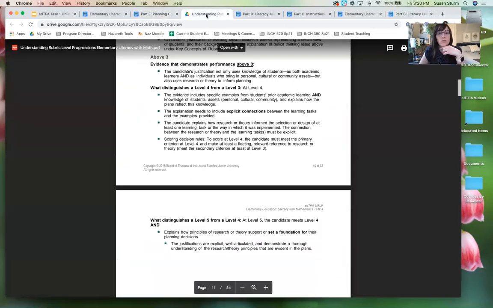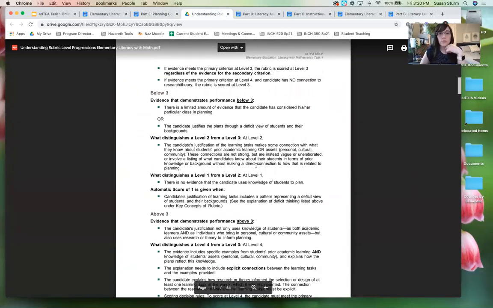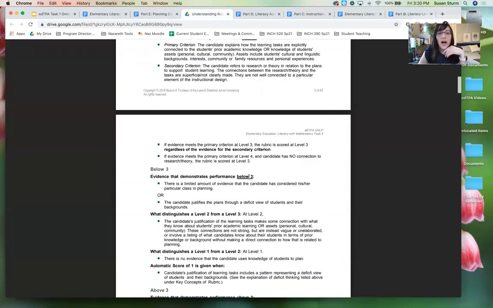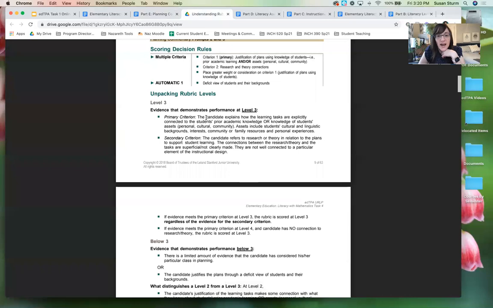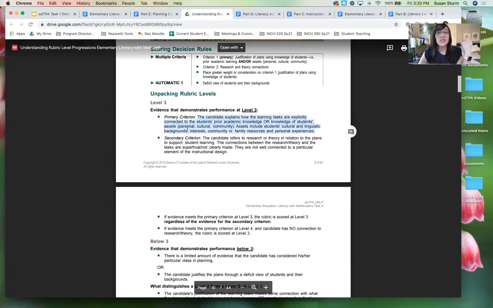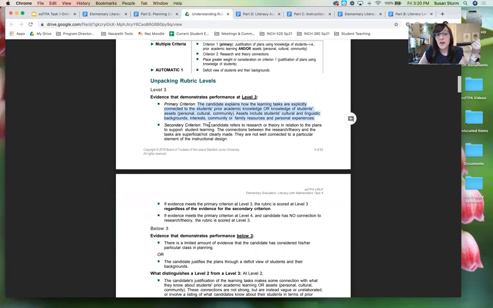So let's go back to that rubric. So for rubric 3, remember we're doing them in their reverse order. I think that the candidate has explained how the learning tasks are explicitly connected to their prior knowledge or to their personal assets really well. We see what they previously learned. We see that quote from the student to show their learning. We even hear a little bit about their personal background. So I think the primary criterion is definitely met. We also see a good mention of research and theory.